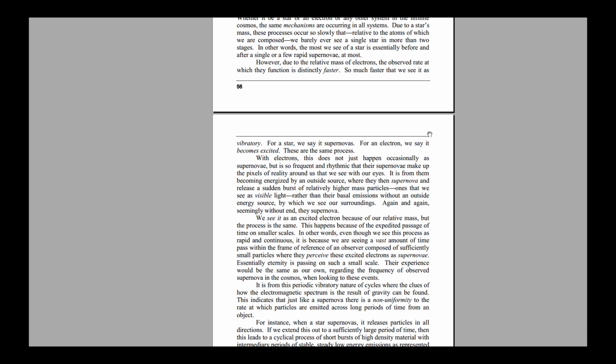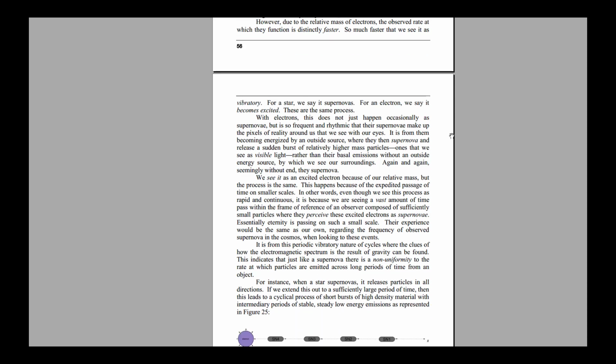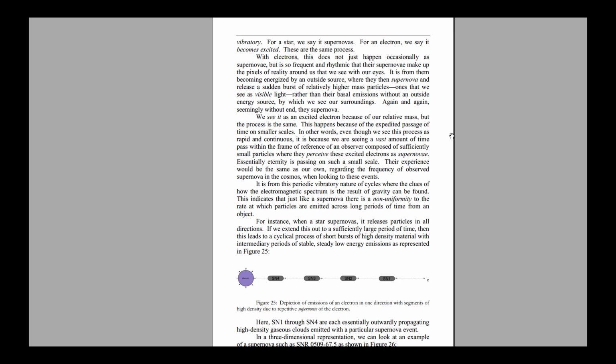With electrons, this does not just happen occasionally as supernovae, but is so frequent and rhythmic that their supernovae make up the pixels of reality around us that we see with our eyes. It is from them becoming energized by an outside source where they then supernova and release a sudden burst of relatively higher mass particles, ones that we see as visible light, rather than their basal emissions without an outside energy source by which we see our surroundings. Again and again, seemingly without end, they supernova. We see it as an excited electron because of our relative mass, but the process is the same.